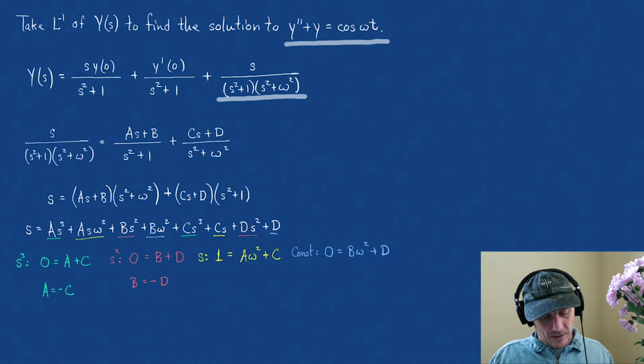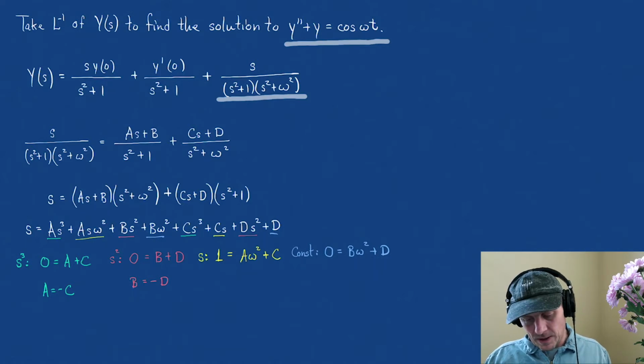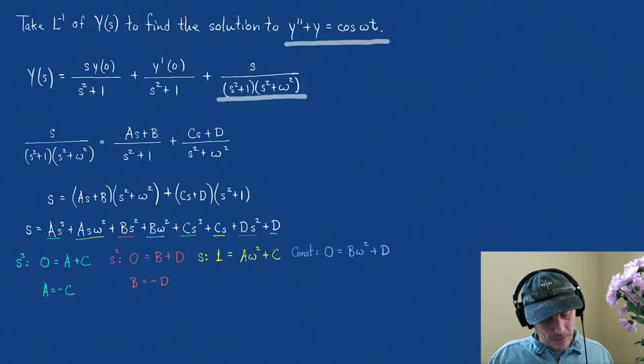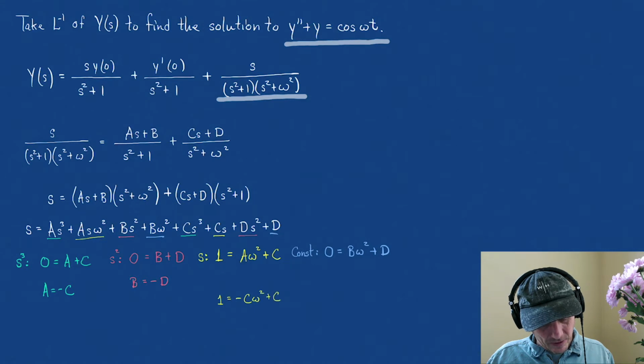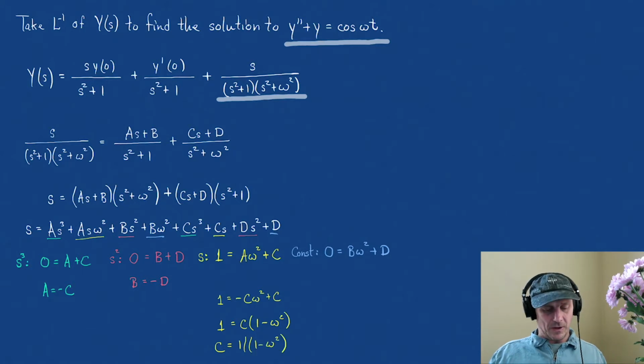Now we can solve this yellow one using what we have just discovered. A is minus C. So I could say that 1 is equal to minus C omega squared plus C. Factor the C. So I have 1 equals C times 1 minus omega squared. So C is equal to 1 divided by 1 minus omega squared. There's one of them. There's a C.